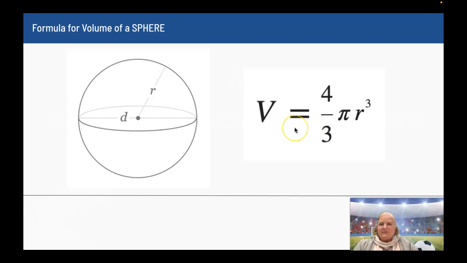Your volume formula is 4/3 pi, which you may know is 3.14. On most calculators, they have a pi button. Sometimes, especially when I'm doing the examples, I use 22/7 for my pi, just because I like fractions. R stands for the radius, and that's cubed. So when you cube something, you multiply it times itself three times. So volume is equal to 4/3 pi r cubed.